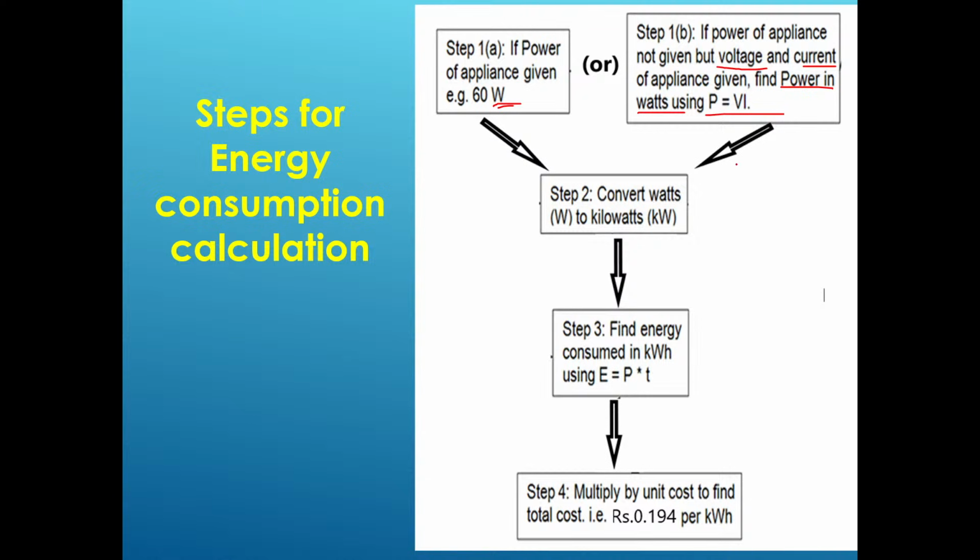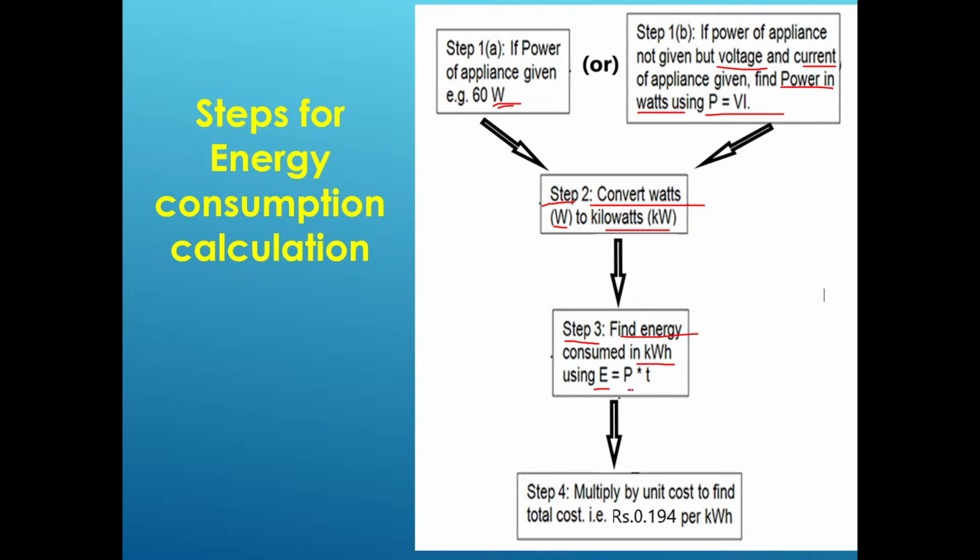Step number 2 is convert watts into kilowatts. So watts is to be converted into kilowatts. Simply divide by 1000, you will get kilowatts. After that, step number 3: find the energy consumed in kilowatt hour.